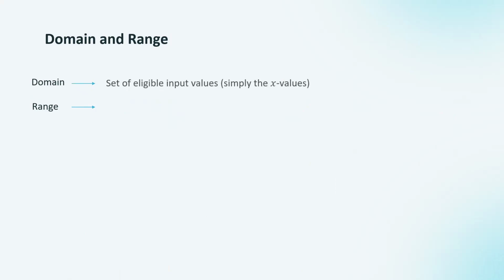Now, let's see what is defined as domain and range. The domain is the set of eligible input values, simply the x values, and the range is the set of output values, simply the f(x) values. So you input the x values defined in the domain into the function, and you get the output values, which are the range. Range is also sometimes called codomain, but usually we call it just range.